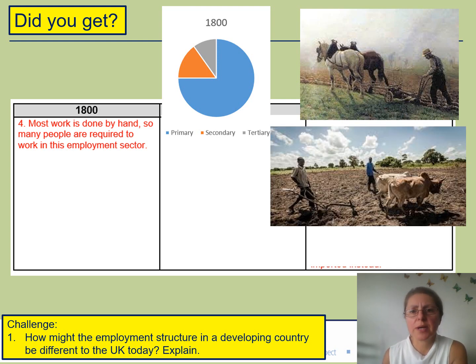In current times in 2019, we may find that many developing countries will have an employment structure similar to the UK in the year 1800. An example of this is the country Uganda, which we studied in development.